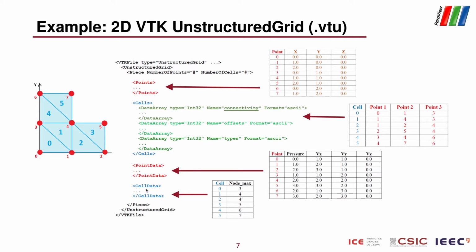And then finally, the cell data. This data is centered on each cell, and it can contain any kind of information like scalars, vectors, etc. as well. Finally, the VTK file is closed, closing the tags: piece, UnstructuredGrid, and VTKFile. This example could be loaded in ParaView and represented.